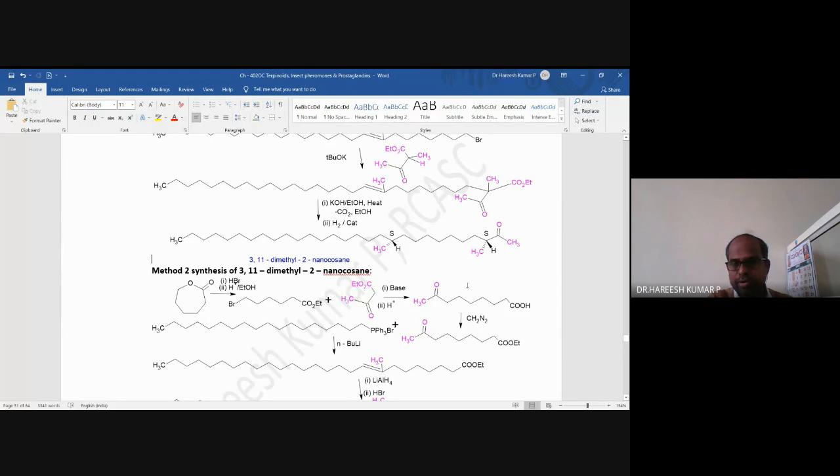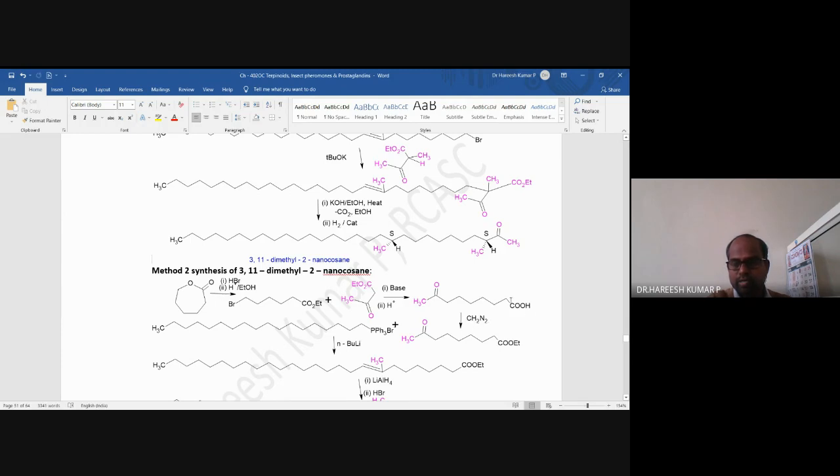Bromo is going out, and afterwards on heating, this ester is converted into acid, and the acid undergoes decarboxylation giving rise to a ketone compound. Keto acid is obtained. When this keto acid is treated with diazomethane, you know that diazomethane acts as a source of CH2 group, methylene group.